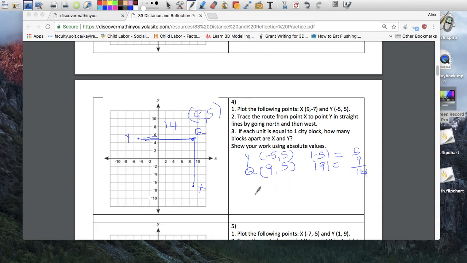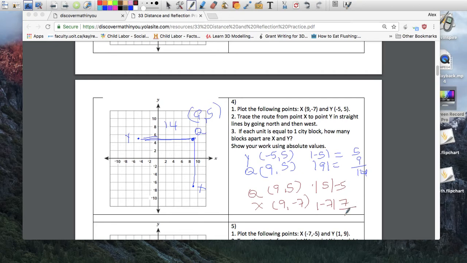I'll find the other stretch, and I'm going to go from Q to X. Q is 9 and 5 again. X is 9 and negative 7. So they're both 9 units to the right, but one is 5 floors up, and the other one's 7 floors down. Absolute value of 5 is 5. Absolute value of negative 7 is 7.